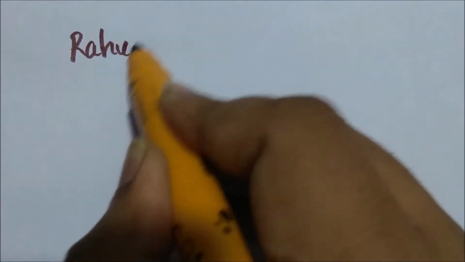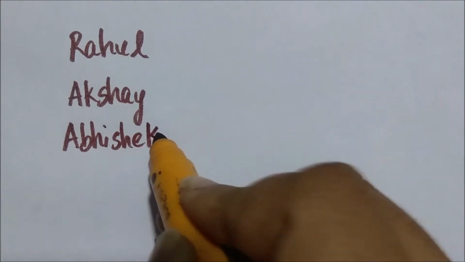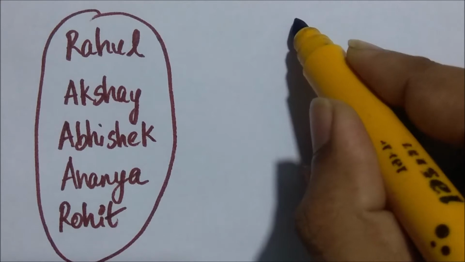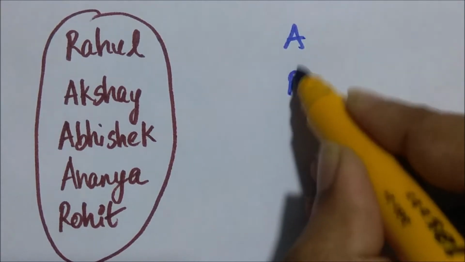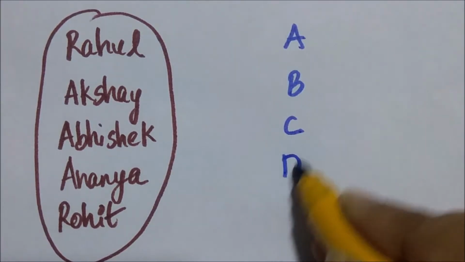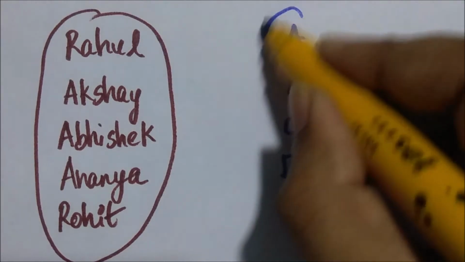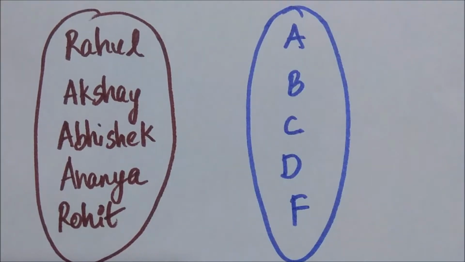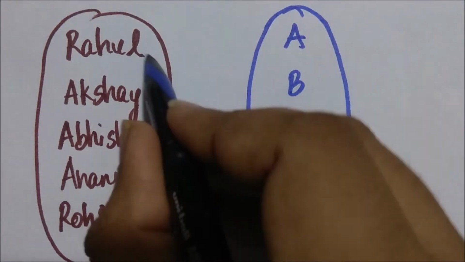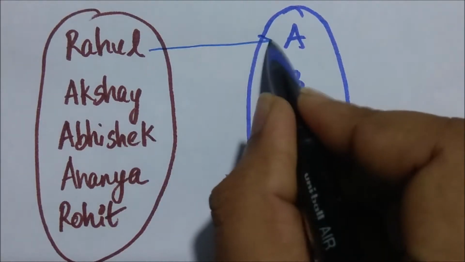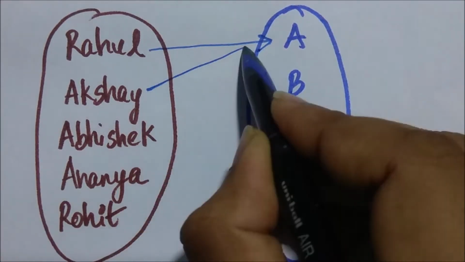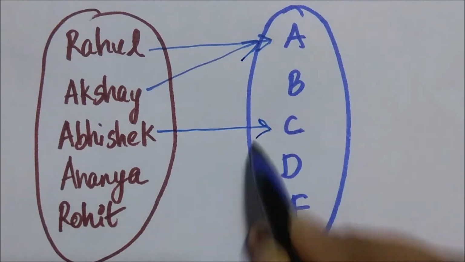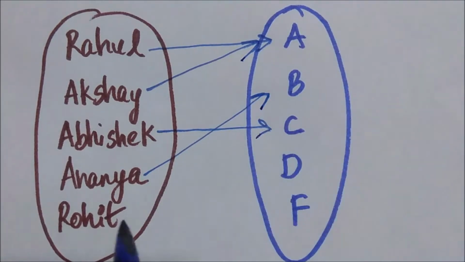And these 5 students are present in one set, which represents the set of students who are taking the discrete mathematics class. Now we have also another set which represents the letter grade, the grade assigned to each student in the class. We assign grades after their performance in the exams. Rahul has been assigned A grade, Akshay has been assigned A grade, Abhishek has been assigned C grade, Ananya has been assigned grade B, and Rohit has been assigned grade F.